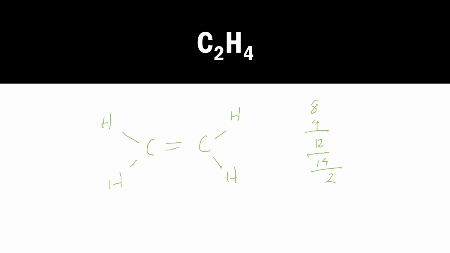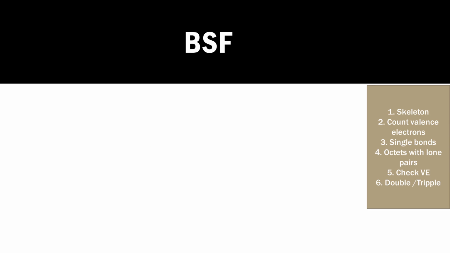Okay, let's move to the other one. BSF. Therefore, boron is the most electropositive. It is in the middle, and S and F on the side. This is the skeleton. Now count valence electrons. Sulfur is group 6. Boron is group 3. Fluorine group 7. So altogether 16. So now single bonds. Now octet.